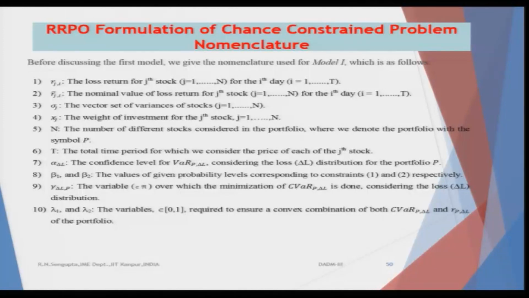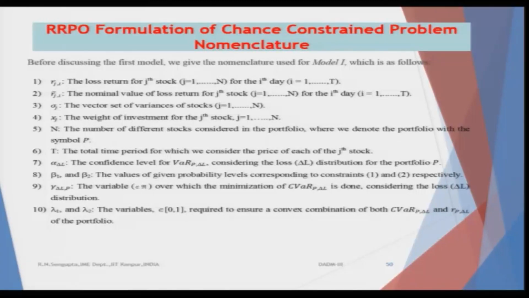Technically, when you are trying to formulate with respect to time, it should be nomenclatured by t, but we have taken it here as i. Here R bar ji is basically the nominal value of the return of the jth stock at the ith day. So, we will try to find out the average. Sigma and xj are the corresponding vector of variance of the stocks and the weight of the investment for the jth stock, which is of interest to us. Capital N is the number of stocks considered in the portfolio. T is the total time period, like 240 days, 1 year, or 480 days, 2 years.